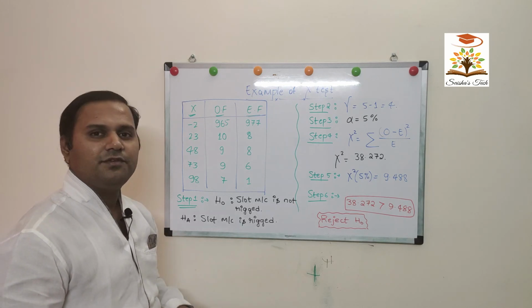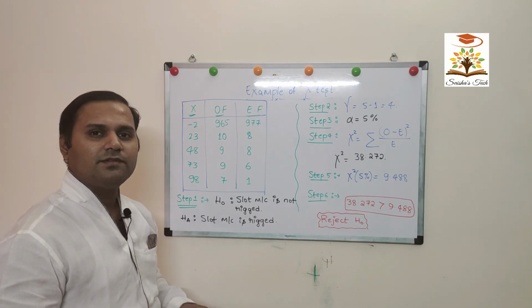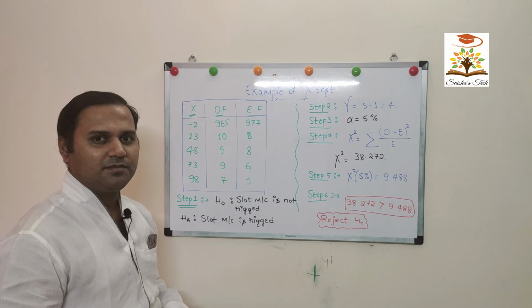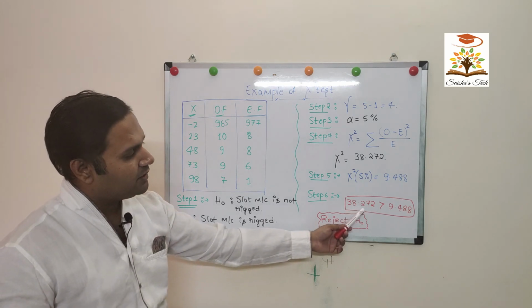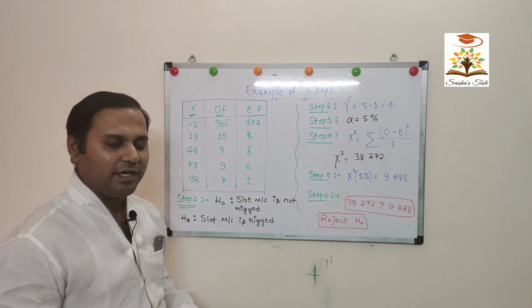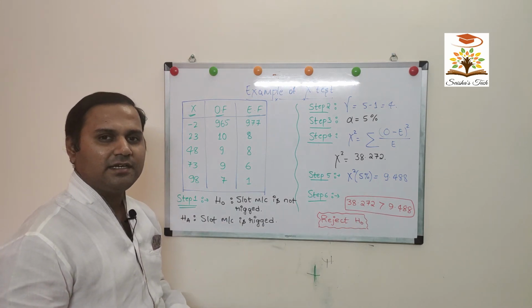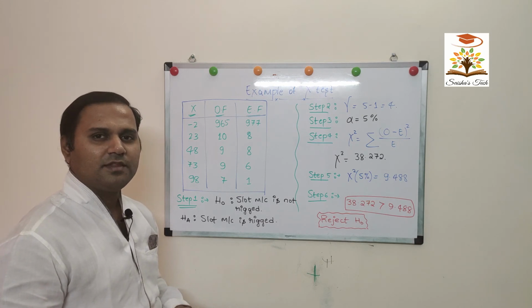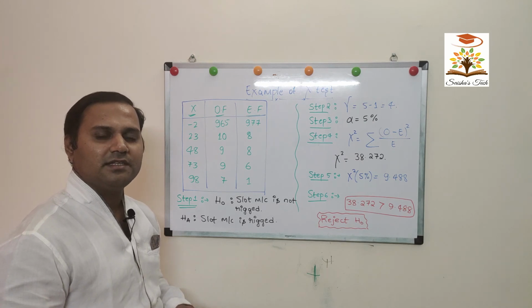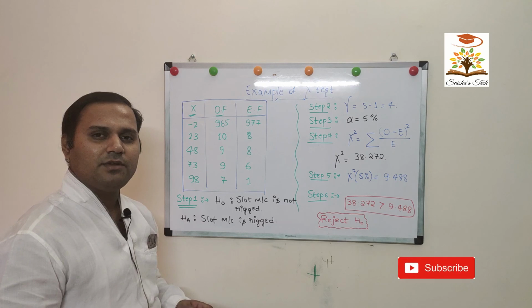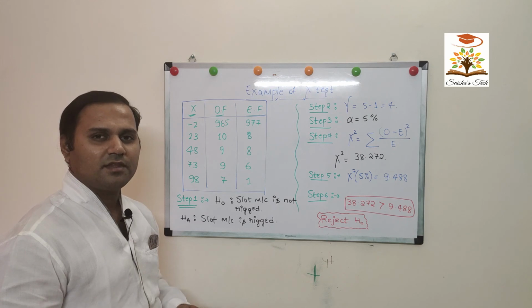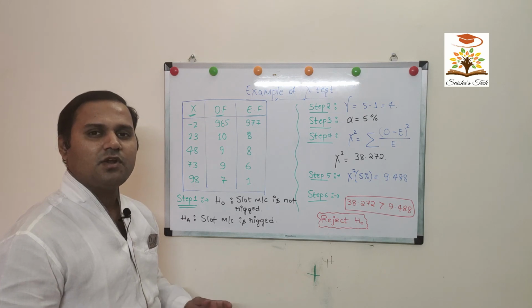In step 6, we are comparing the chi-square value of the evidence with that of the standard chi-square value from the table, which is 38.272 greater than 9.488. This shows that the chi-square value is in the critical region, as the chi-square evidence value is greater than the required chi-square value from the table. Hence, we reject our null hypothesis, which means in layman's terms, according to the assumption of the casino manager, the slot machines are rigged.